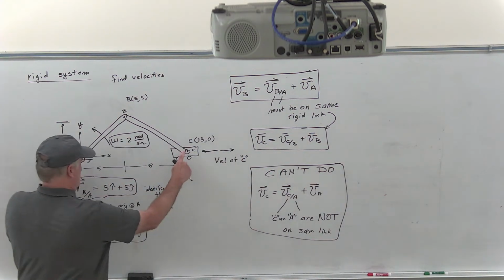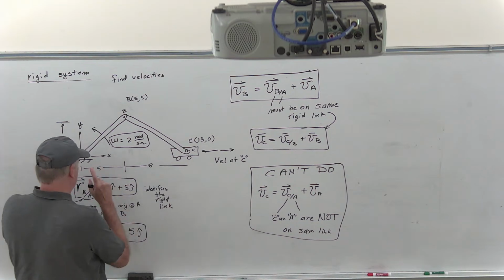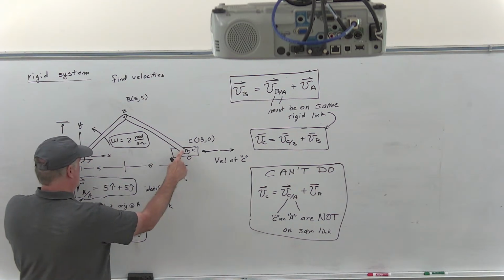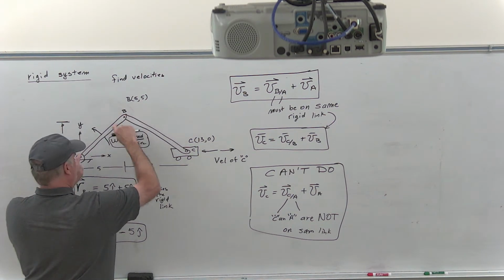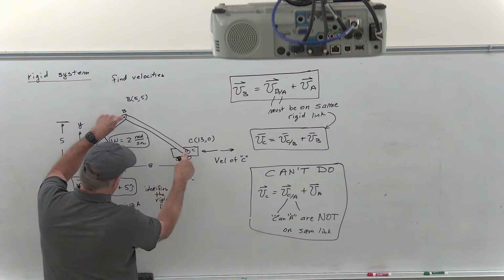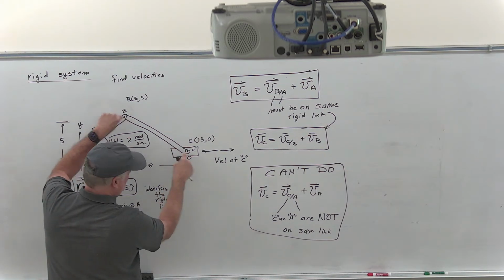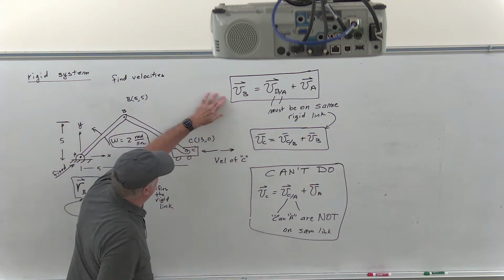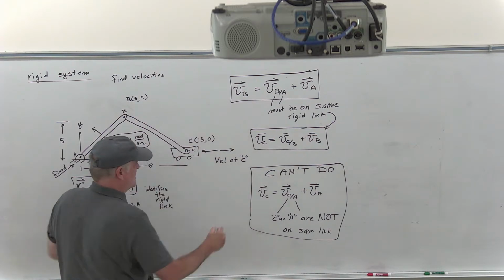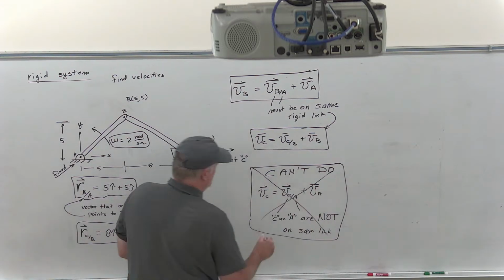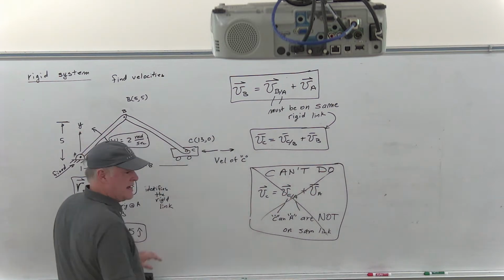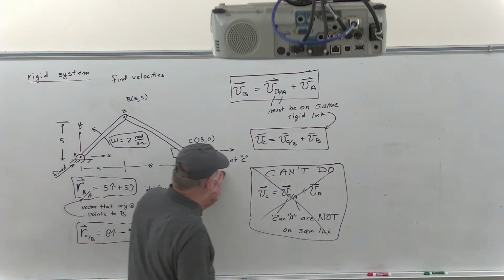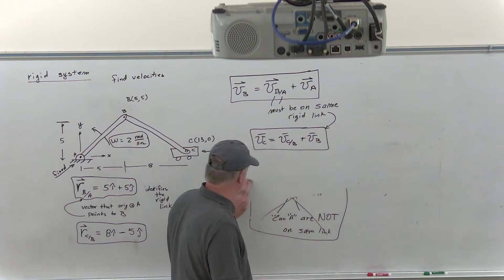C and A, if you draw a distance between these two points, it's going to change. If you draw a distance between A and B, it will never change. They're rigid. They're not going to move closer or further apart. B and C, not going to move closer or further apart. They're on the same linkage. These are legal. This is illegal. The equation is true, but you cannot use it to find out anything. So we're not going to do that one.